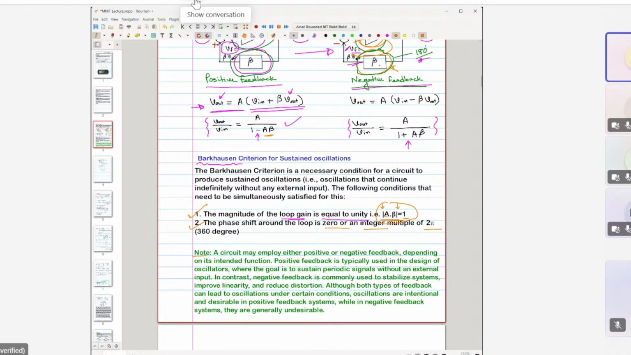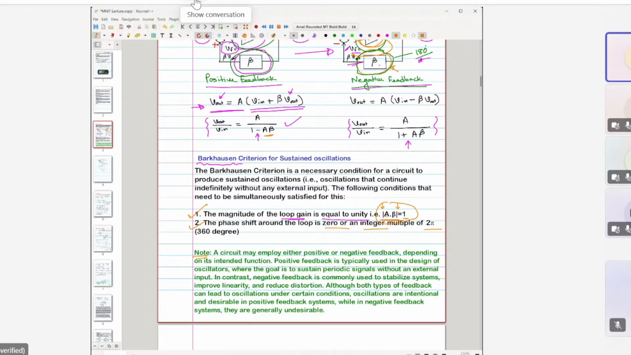Now here a couple of things have to be noted. Any circuit may employ either positive or negative feedback depending on its intended function. Now the positive feedback is typically used in designing these oscillators, where the goal is sustained periodic signals without any external input. However, negative feedback is commonly used to stabilize the system, to improve linearity and to reduce distortion.